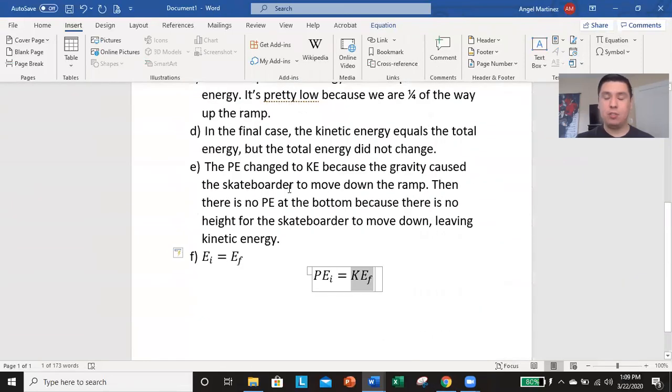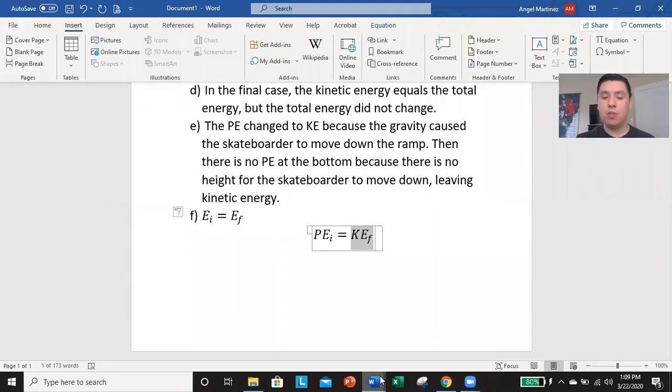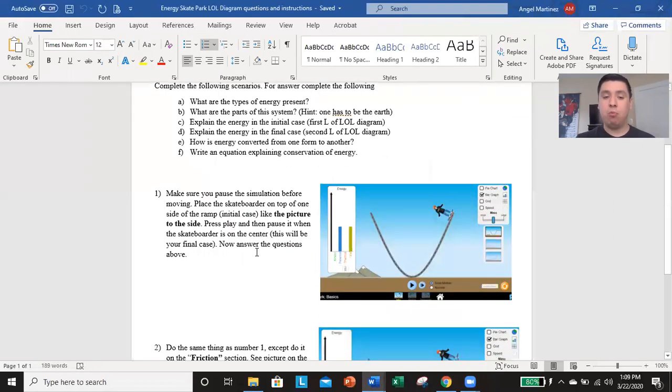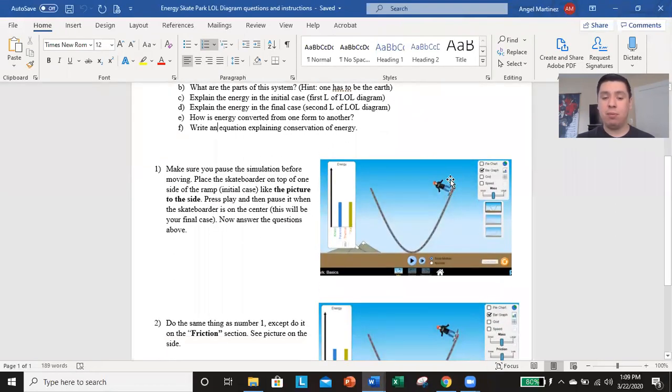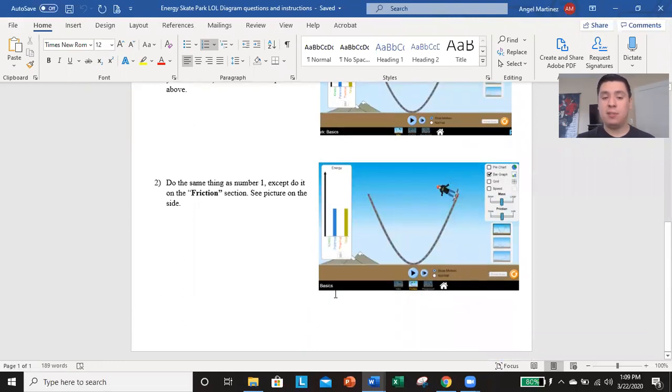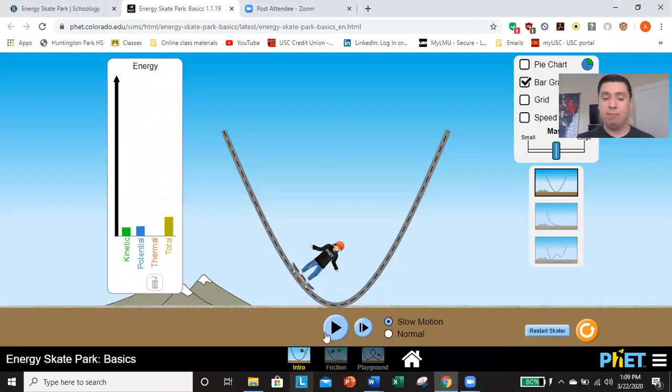So this should help you get started for the other ones. Number one this time asks you to put the skateboarder at the top of the ramp, and number two tells you to do the same thing, but this time you want to click the friction option down here. All right, that should be everything for this lesson. Just make sure you work on this simulation to help prepare you for more practice with LOL diagrams and then calculating and developing an equation for conservation of energy. All right, goodbye, everyone.